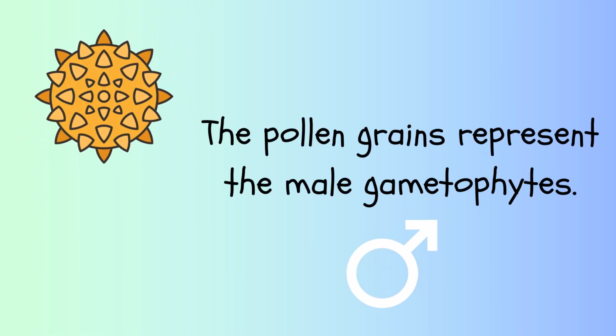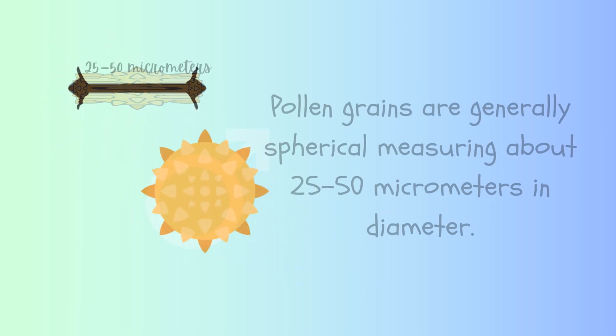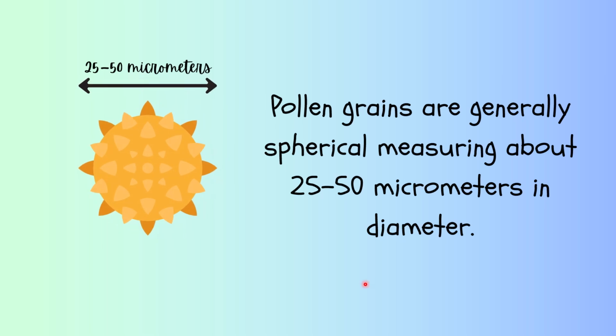Pollen grains are produced inside the anther, and as I told you in the last class, the stamen is the male part of the flower. Hence, the pollen grains represent the male gametophyte. Pollen grains are generally spherical, meaning round-shaped, measuring about 25 to 50 micrometers in diameter.